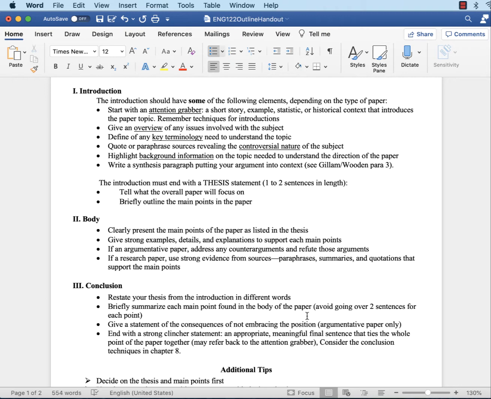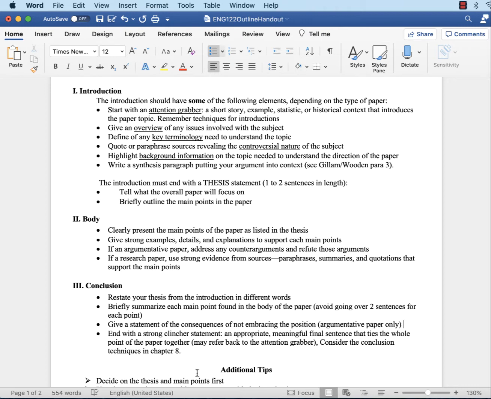So if you're writing an argumentative paper, like my student who wrote about restricting gun ownership for senior citizens, the consequences could be death. I mean, there are legitimate studies that have been done and unfortunately tragedies that happen in families where a senior citizen has shot somebody in the family because they thought it was an intruder. So make sure that you're explicit on what happens if we don't change whatever it is you're wanting to change in your argument or don't embrace your particular argument.